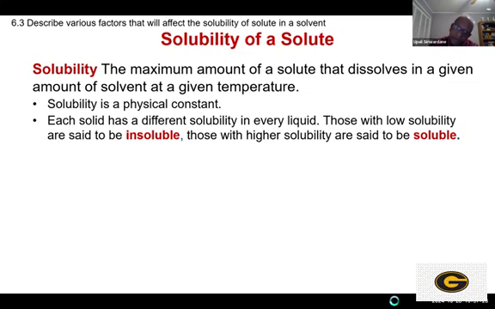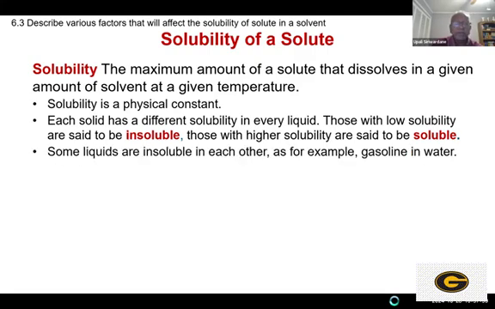Lower solubility in water, higher solubility. When a solute becomes low in solubility, it's called insoluble. Insoluble means the solute comes out of the solution. The higher ability of a solute to go into a liquid or solvent is called soluble. Some liquids are insoluble in each other.